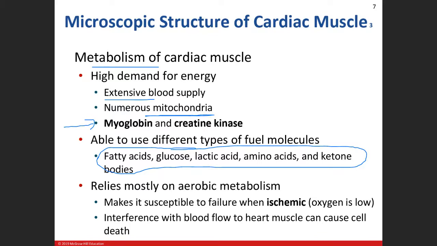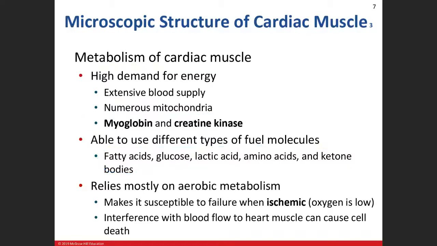But my point being is, when you go to a buffet, there's certain things on that buffet that you like. You're like, oh, I'm getting some of that. And there's things like, that's okay. And there's something like, I'm not touching that. That's what these fuels are like here. The heart loves fatty acids. Get a lot of energy from that. Loves glucose.